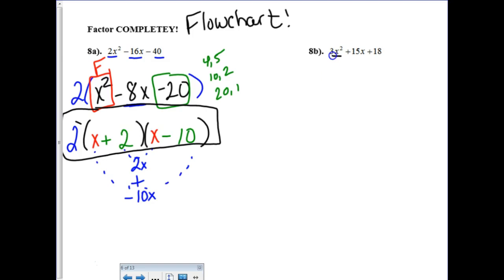Alright, same thing here. We have a common factor of 3 that you're going to take out of the problem. And when you divide everything here by a 3, you get x squared plus 5x plus 6.